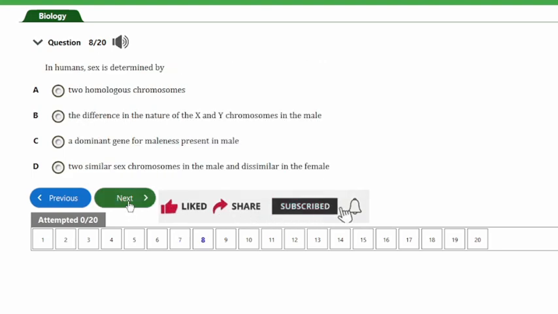So let's look at the next question. And that's question number 8. It says, in humans, sex is determined by A, 2 homologous chromosomes, B, the difference in the nature of the X and Y chromosomes in the male, C, a dominant gene for maleness present in the male, and D, 2 similar sex chromosomes in the male and dissimilar in the female.